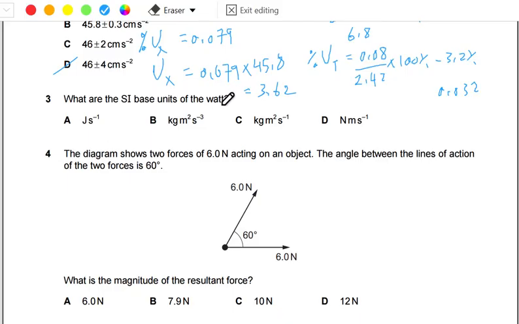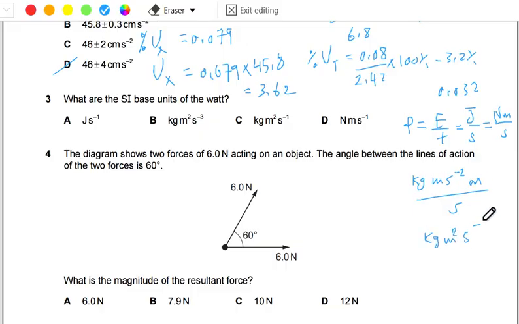What is the unit of power? We know that power is energy over time, energy in joule, time in second. Joule is force times distance over second, and force in Newton is kilogram, meter second minus 2, times meter over second again. This gives us, okay, second in the denominator will be second minus 1 in the numerator, so it's B.